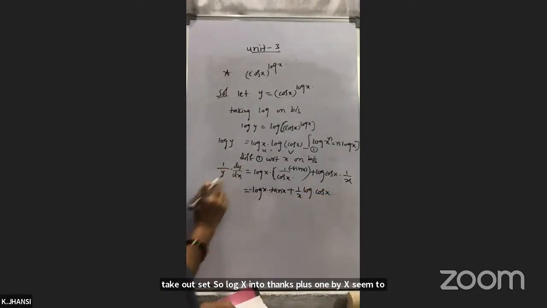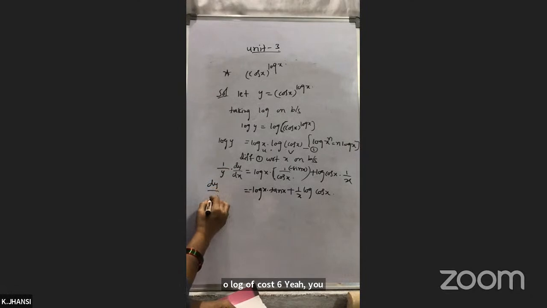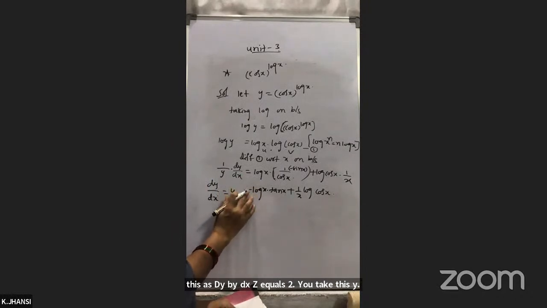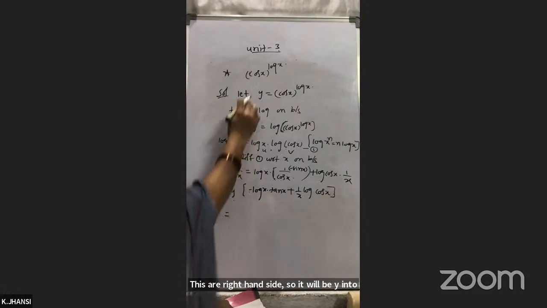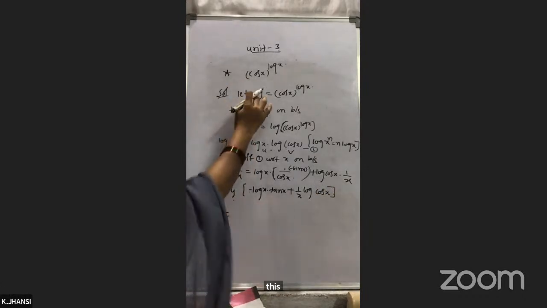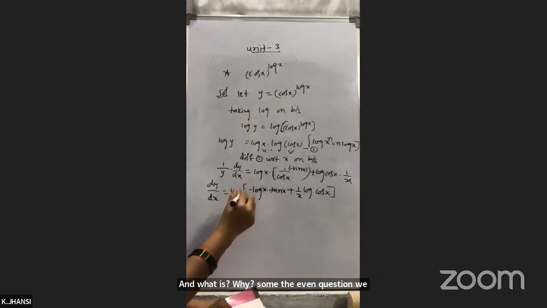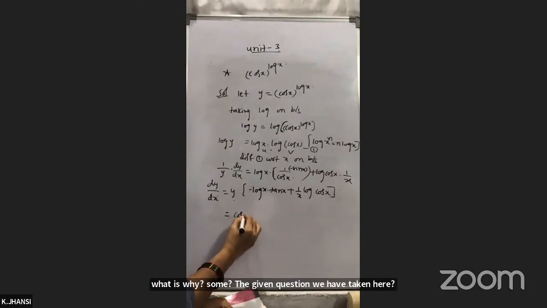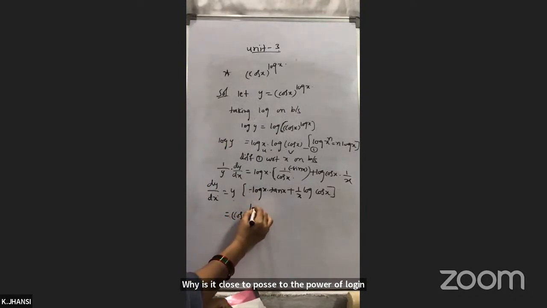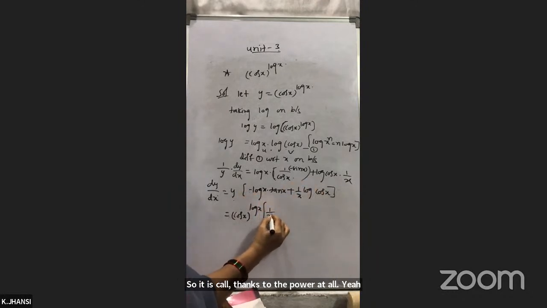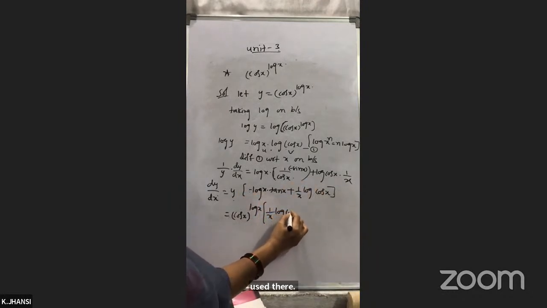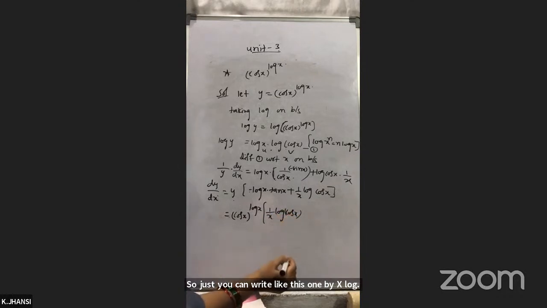Here you can write dy by dx is equal to y into this expression, taking y to the right-hand side. And what is y? From the given question, y is equal to cos x to the power of log x. So it is cos x to the power of log x, and the minus is there. So you can write it like this: 1 by x log cos x.